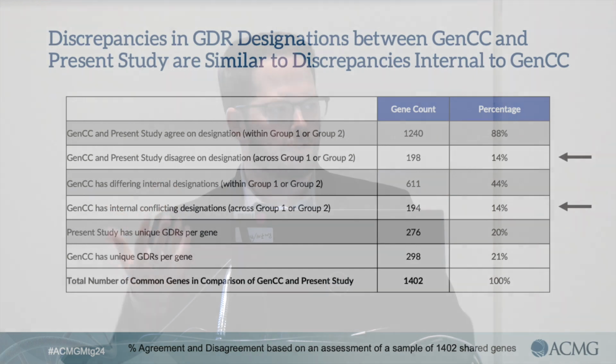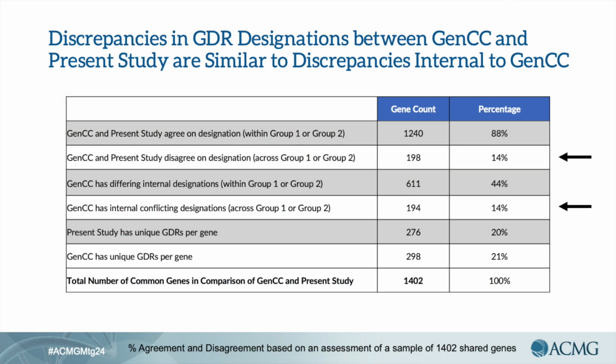And so when we compared our results to the internal comparison of different GenCC submitters, we see a lot of parity in the level of disagreement and the level of different classifications based on evidence or based on the subjectivity of that interpretation. But the summary here from our comparison with GenCC is that about 90% of the genes in unison here in the present study in GenCC agreed.